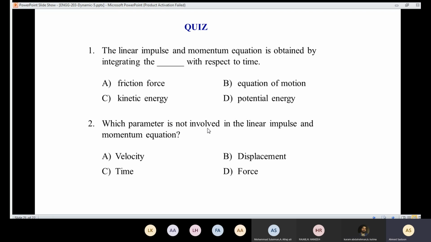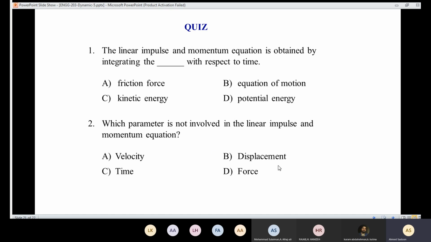Which parameter is not involved in the linear impulse and momentum equation? So we have a variable which is not included in the linear impulse and momentum. Displacement, Doctor. Yes, we don't have the displacement. The displacement is included in which equation? The principle of work and energy. We have the displacement in order to determine the work, right? To determine the work, I need to know the displacement.